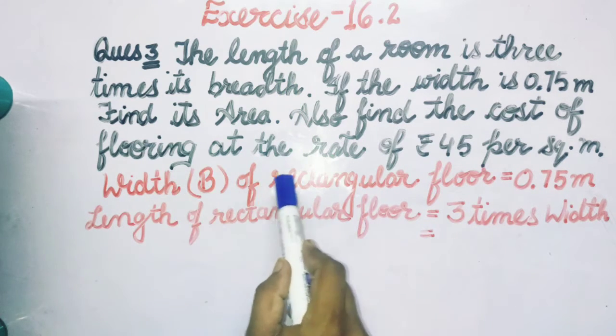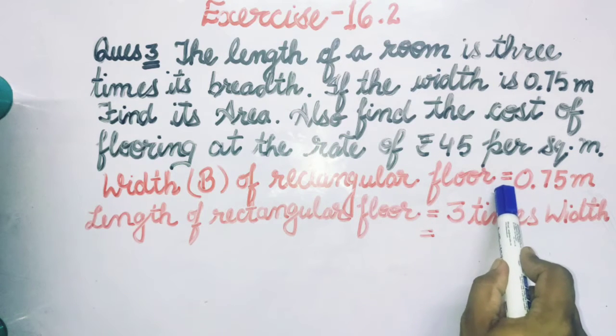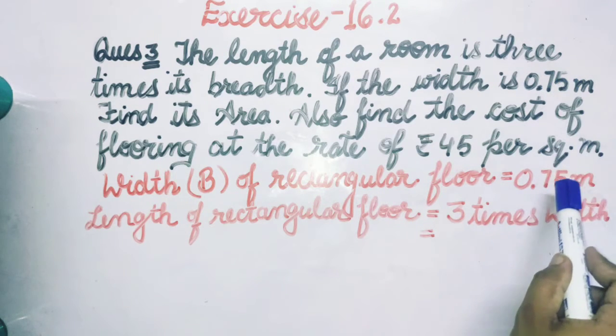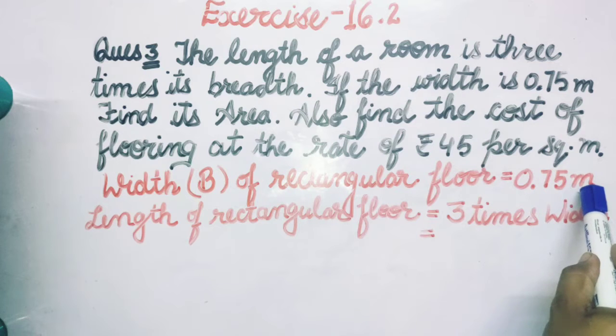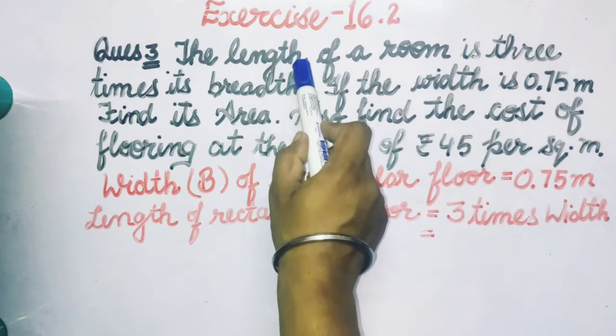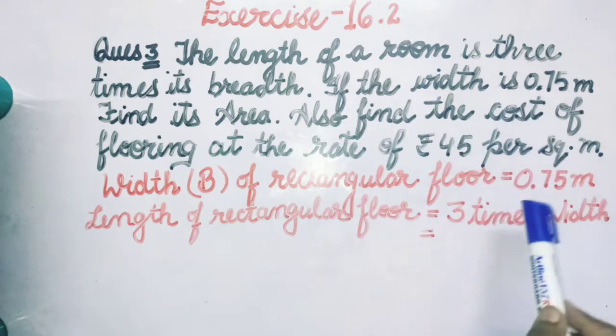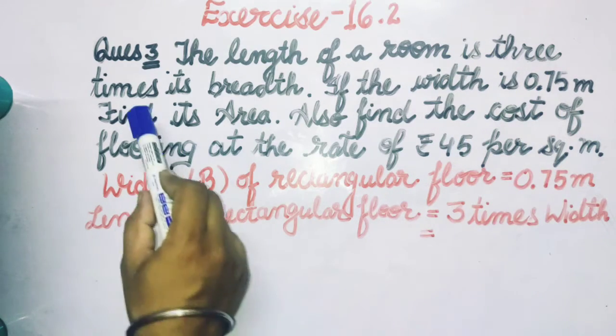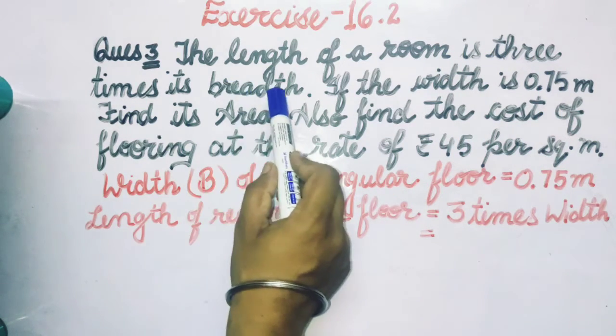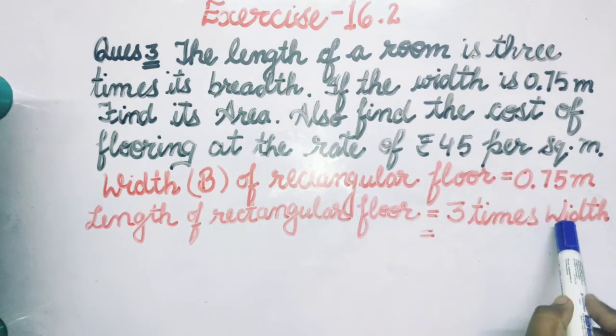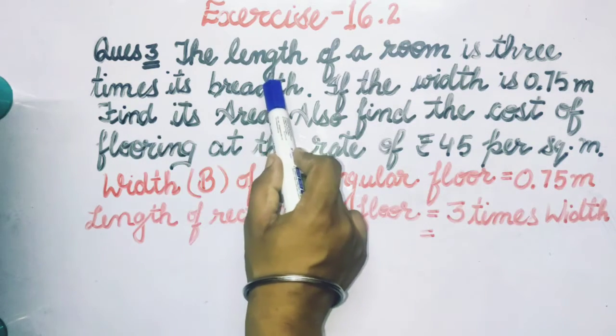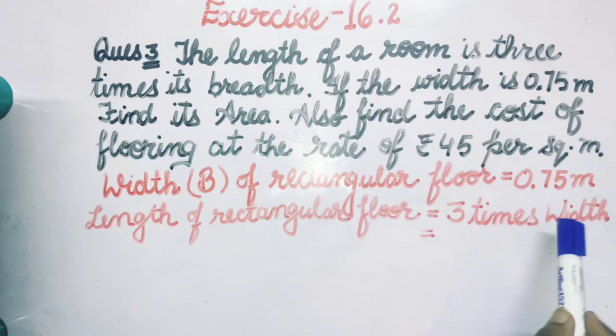So the width of a rectangular floor is equal to 0.75 meter. Now the question is giving one more piece of information. The length of the room is 3 times its breadth. Breadth means width. 3 times breadth, 3 times width.